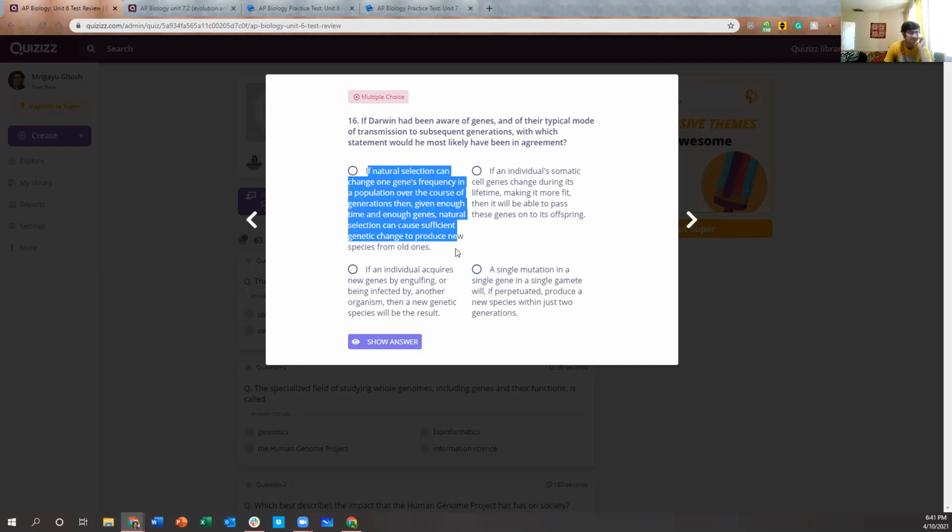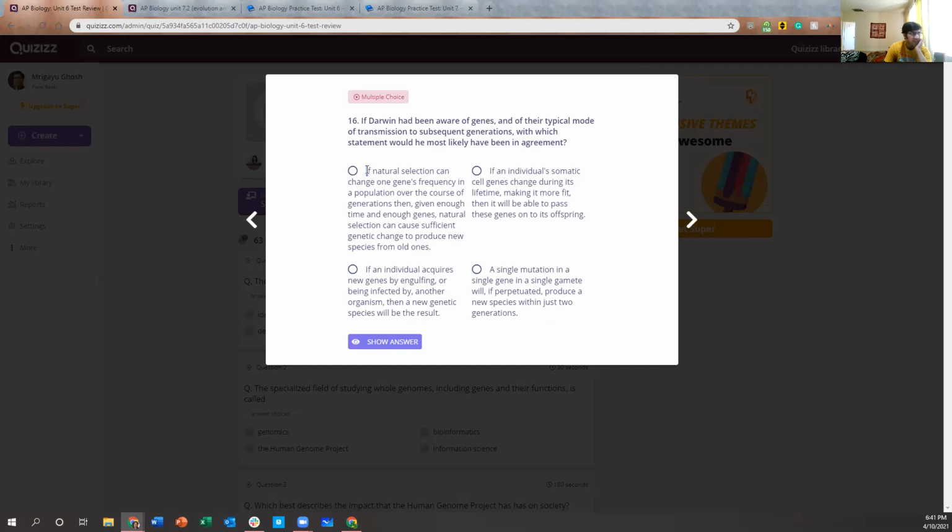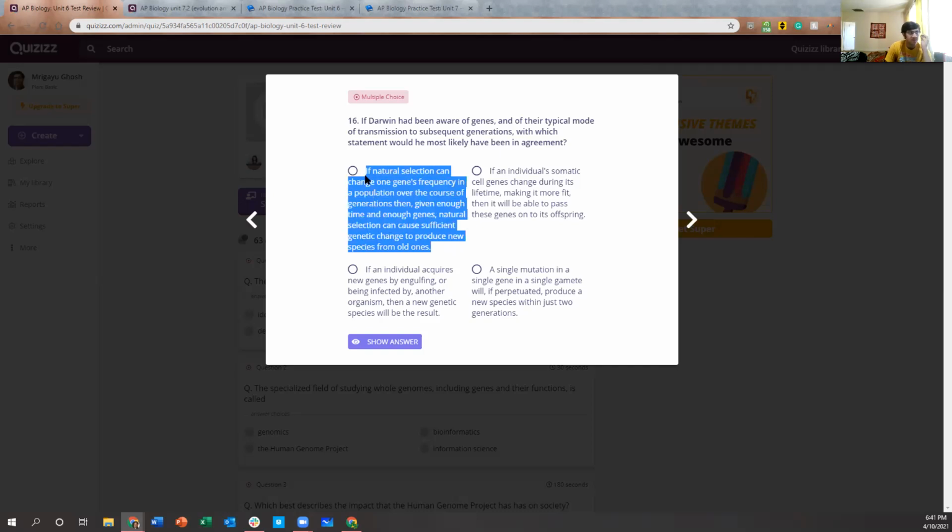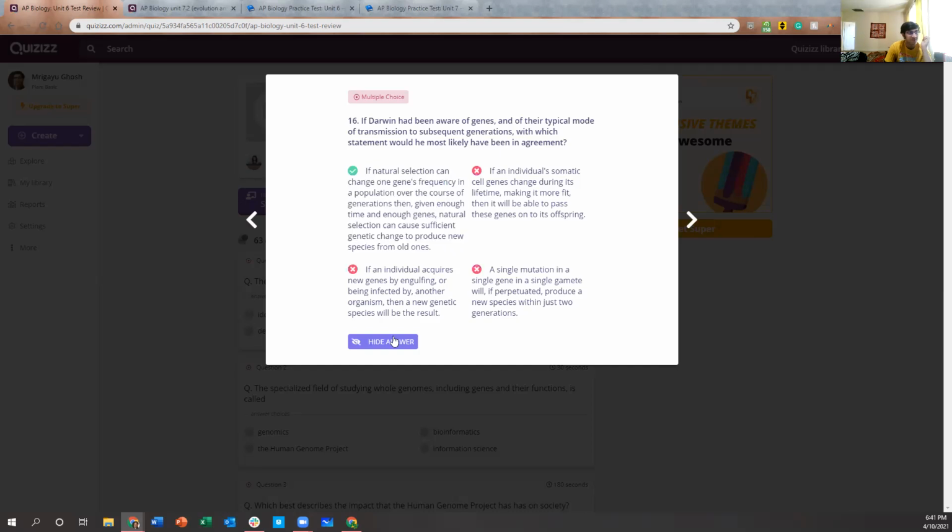I think the best answer choice is this one, but let's read through it one more time. If natural selection can change one's gene frequency in the population over the course of generations, then given enough time and enough genes, natural selection can cause sufficient genetic change to produce new species from old ones. So through maybe reproductive isolation for whatever reason. So I'm thinking probably this is the best answer. Over time, if there are enough mutations, then that will result in reproductive isolation and speciation. Okay.